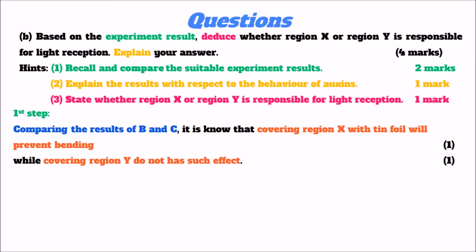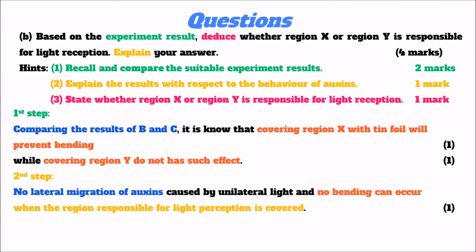So what you can see is that first step, we need to compare the result of B and C. It's known that covering region X with the tin foil prevents bending, while covering region Y does not have such an effect. And the second step is that we try to explain: no lateral migration of auxin is caused by the unilateral light, and no bending can occur when the region of detecting the light is covered by the tin foil. The last step, we need to draw the conclusion. So region X is the region of light detection.